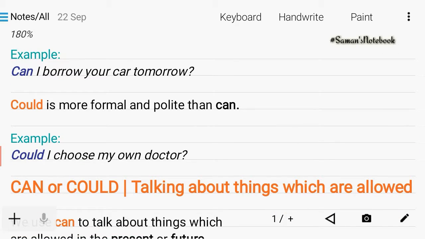Whereas, could is more formal and polite than can. For example, could I choose my own doctor?